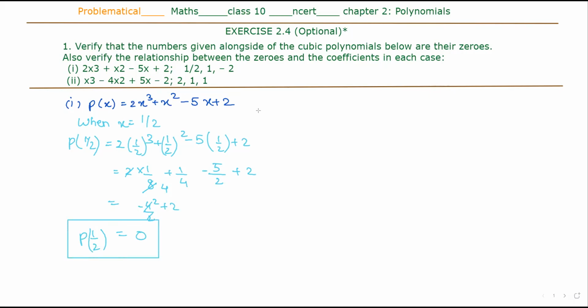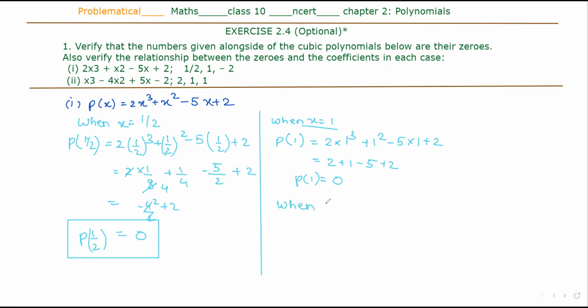Next. Now you will try for the other values. Next value is when x is equal to 1. P of 1 is equal to 2x cubed plus x squared minus 5x plus 2, in place of x you're supposed to place 1. 2 into 1 cubed plus 1 squared minus 5 into 1 plus 2. Which is 2 plus 1 minus 5 plus 2. 2 plus 2 plus 1 is 5. 5 minus 5 is 0. Here 1 is also a zero.